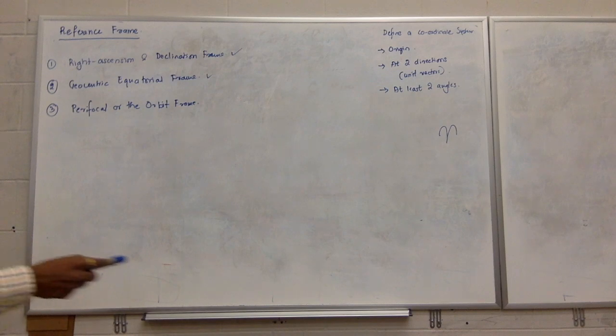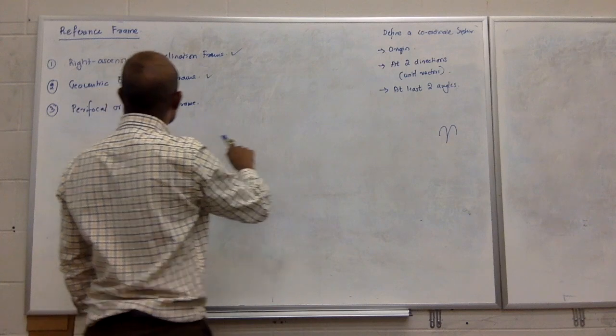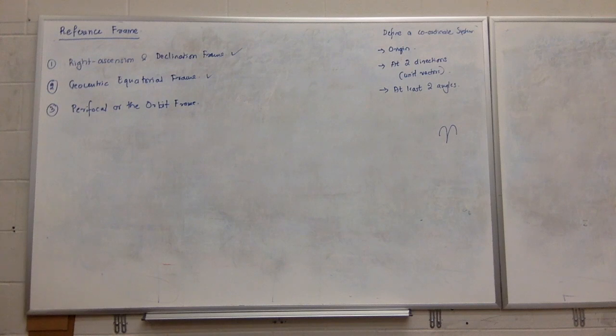Here we use two angles for this. We're going to use two directions here for the geocentric equatorial frame. This is one direction, the x-axis or the I direction. This is the vernal equinox direction, or the Aries direction. So there's a point where both of them are the same, right?